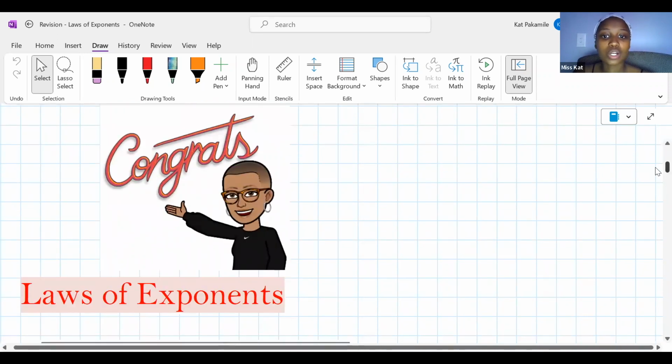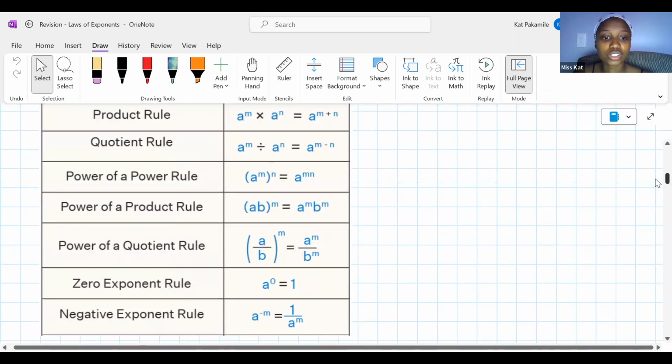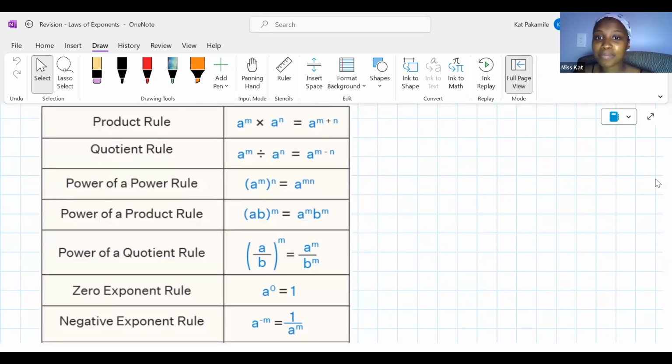Today we're doing the laws of exponents.